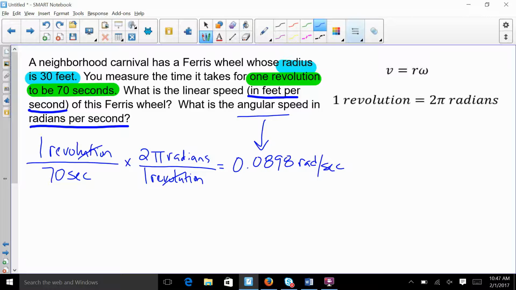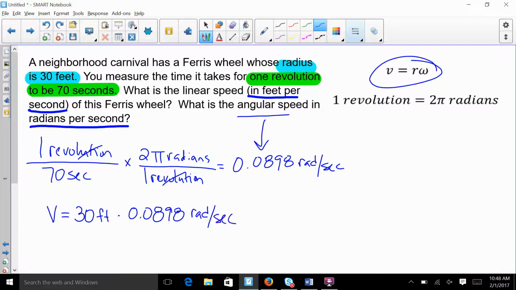All right, so now we have to convert this so that it's in terms of linear speed. Now remember, when we have linear speed, we take the radius times the angular speed, and that gives us our linear speed. So we're going to do that. So we're going to have V equals, well, my radius in this case is 30 feet. So 30 feet times my angular speed, and that's in terms of radians per second.